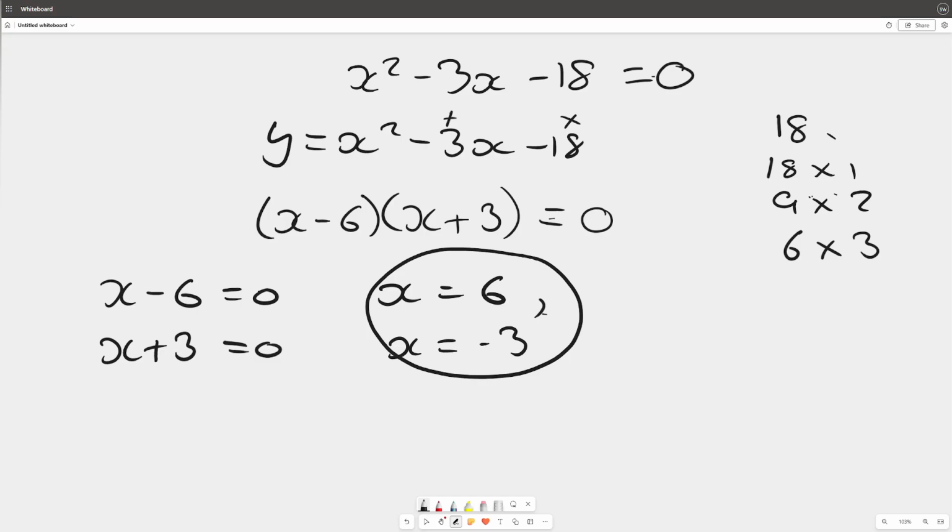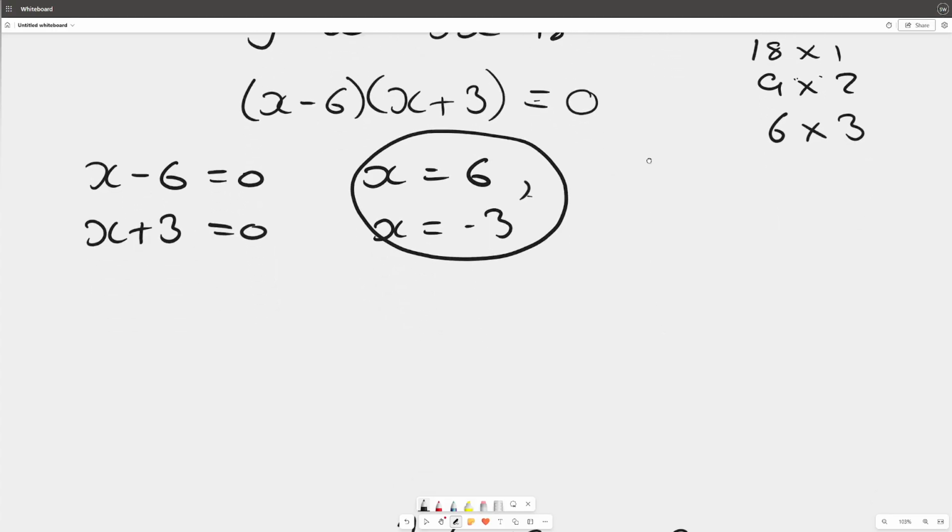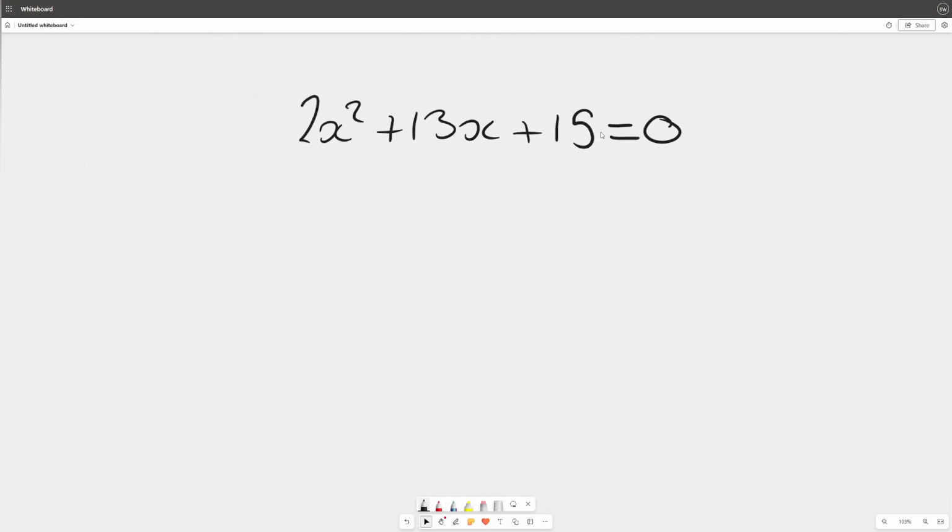Okay, perfect. We will try one more. This is a slightly harder example as it has a 2 as the coefficient of x squared. Coefficient just means the number that comes before the x squared term. It follows the same that 13 is the coefficient of x, and 15 is not a coefficient of anything as there's no value here. So because of this 2, we need to treat this a little bit differently.